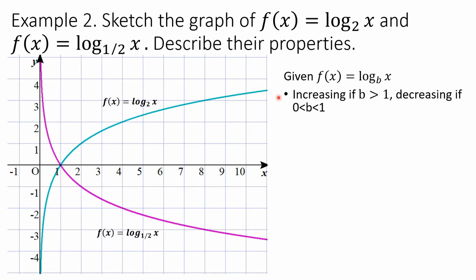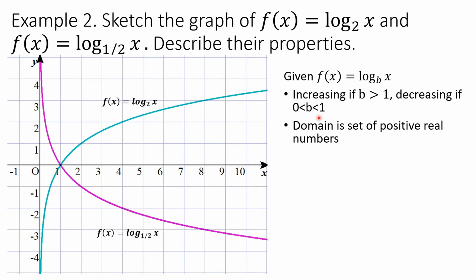In general, the graph of f(x) = log base b of x is increasing if b is greater than 1. So that is why the blue curve is increasing, because the b value here is greater than 1, that is 2. And it is decreasing if b is greater than 0 but less than 1, meaning between 0 and 1. And that is true to the purple graph, where the value of b is 1/2. It's between 0 and 1. It is decreasing.